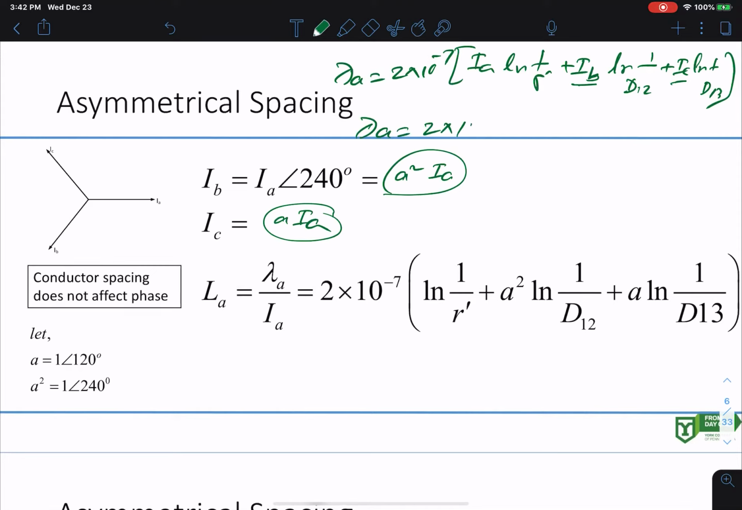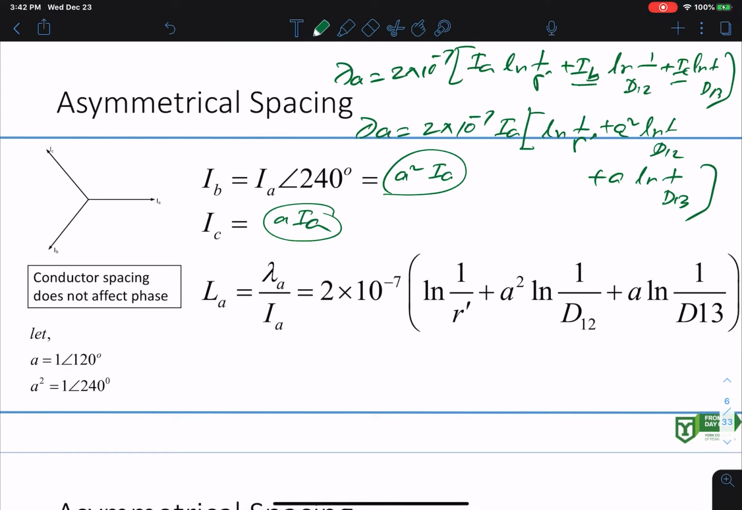I can take the IA out and that would be ln 1 over R prime. Over here I'll get A squared ln 1 over D12 plus A ln 1 over D13, right? Then if I bring this one to the other side and divide, that would be my inductance for line A. That's the inductance for line A, right?